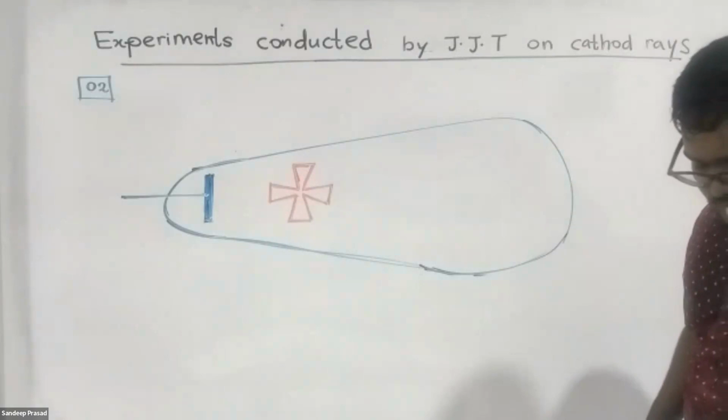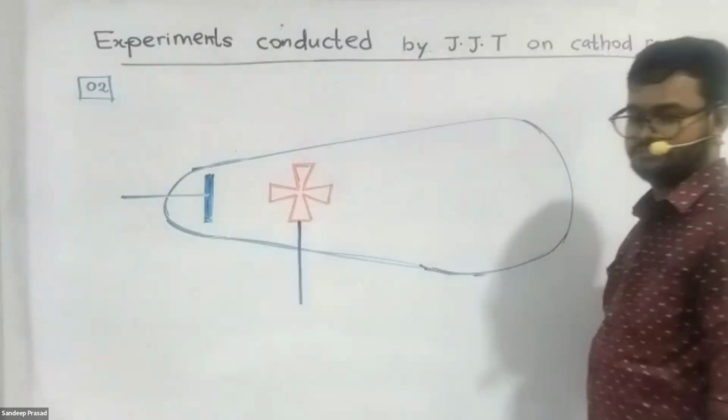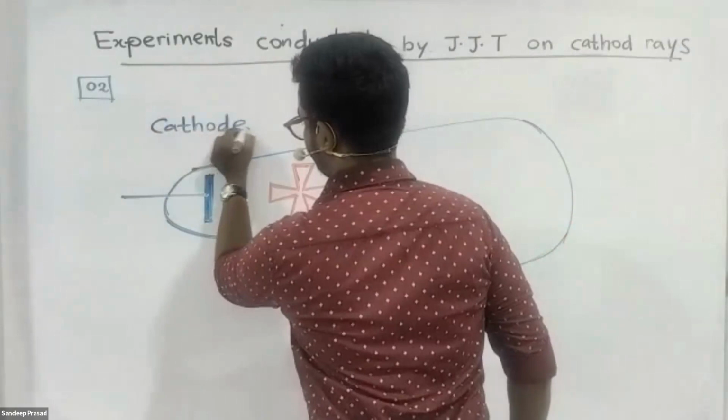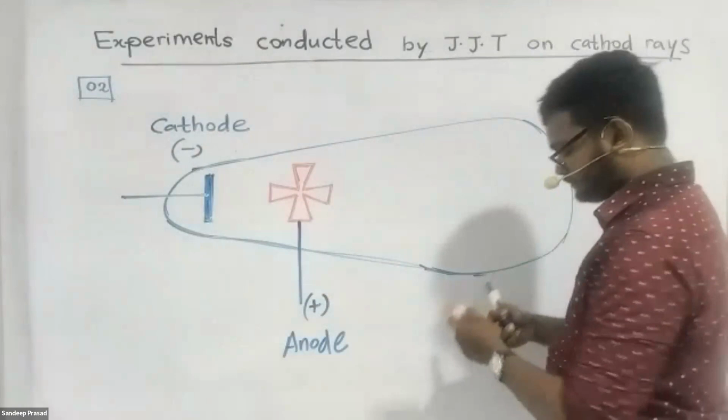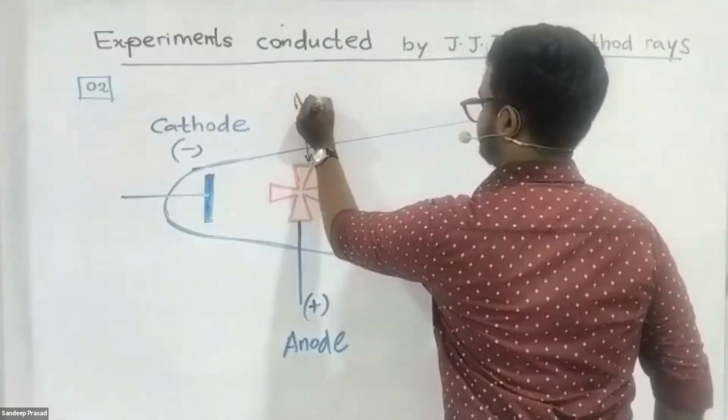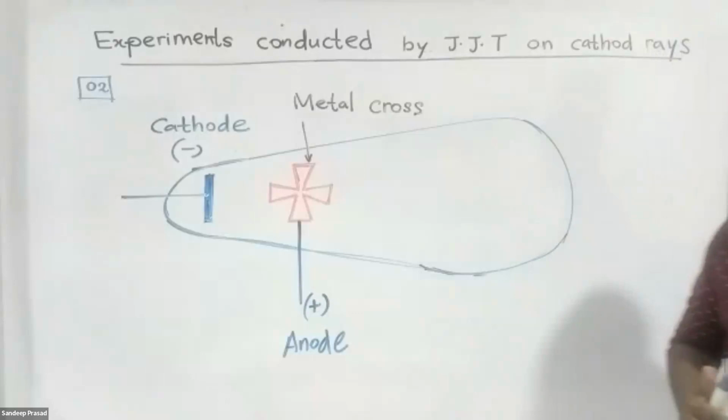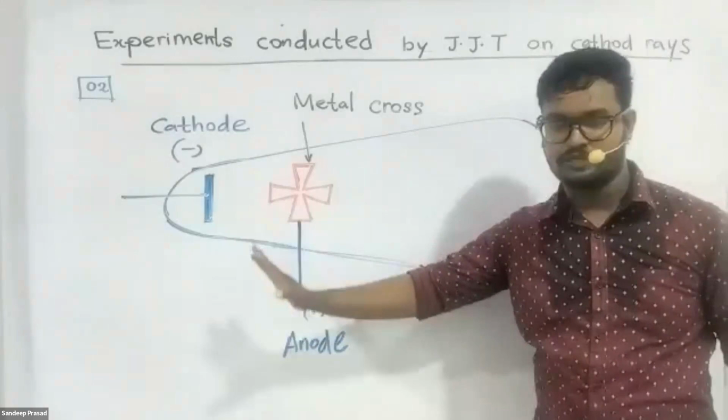And then he has connected the anode to this one. So this is the negatively charged cathode and this is the positively charged anode. To this anode they have connected the metal cross. I will name this one as metal cross. Likewise we can put the high voltage source and everything, but I'm not going to mention them, okay?